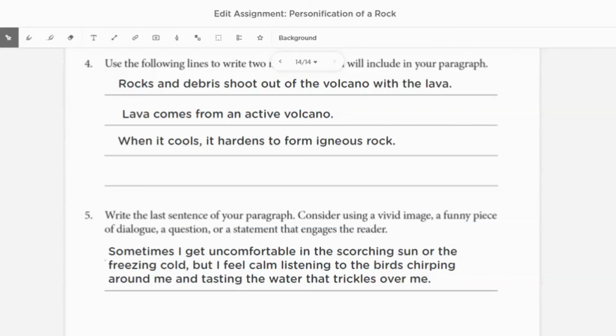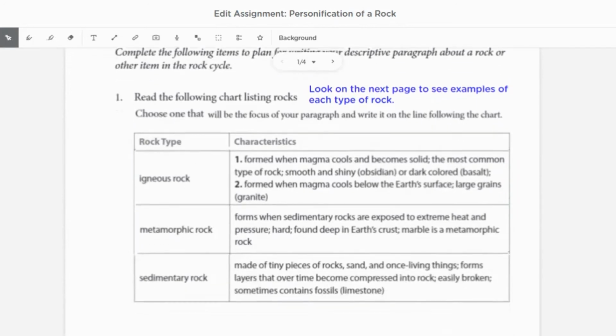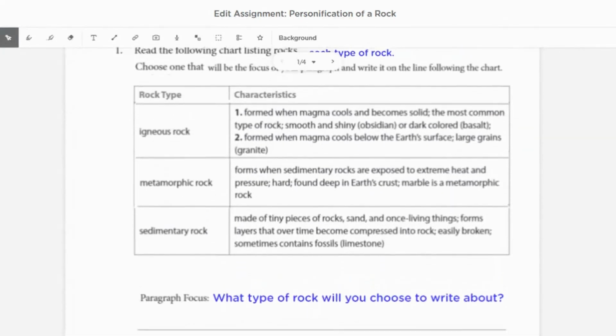Because remember, I'm describing myself as the rock, not my actual self. So when I'm saying these things here, it's me pretending that I have become this igneous rock. So now it's your turn. Go to Class Kick and choose what type of rock you are going to personify.